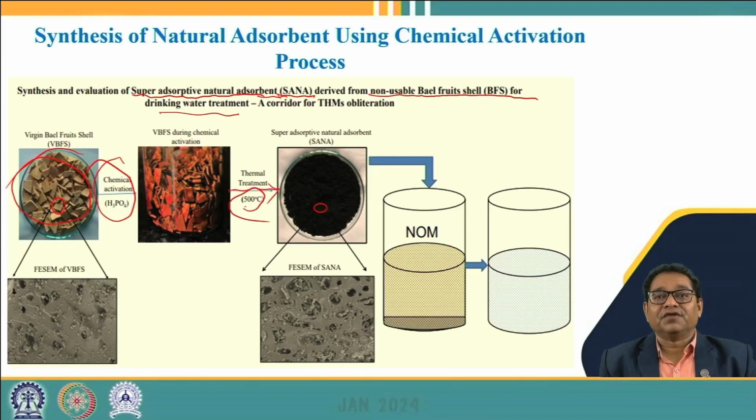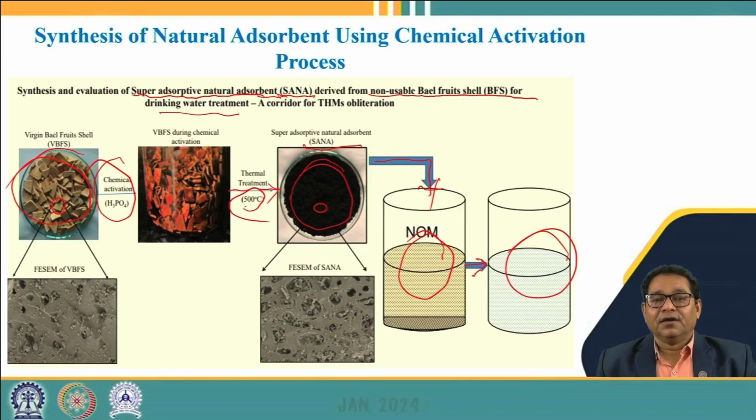We prepare this activated char, and this char can then be used as a super adsorptive natural adsorbent, that is SANA, and this is basically used for removal of natural organic matter present in the water. So when we add this SANA, super adsorptive natural adsorbent, into the water, it will remove the pollutants and the water will become free from the different types of pollutants.